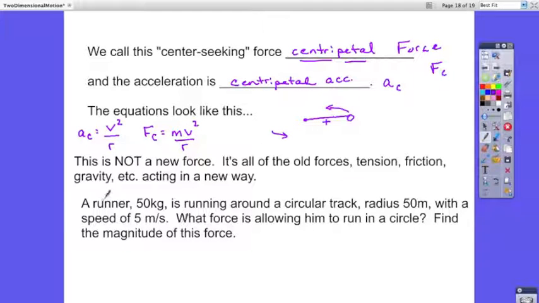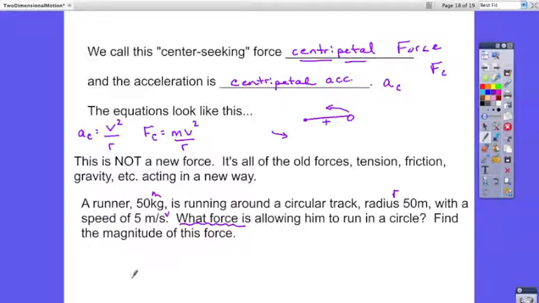Let's try this. A runner is running around a circular track, radius 50 meters. So there's our r, there's our mass. With a speed of 5 meters per second, there's our velocity. What force is allowing him to run in a circle? Find the magnitude of this force. So what I'm asking, what is the force that's keeping that runner running in a circle?